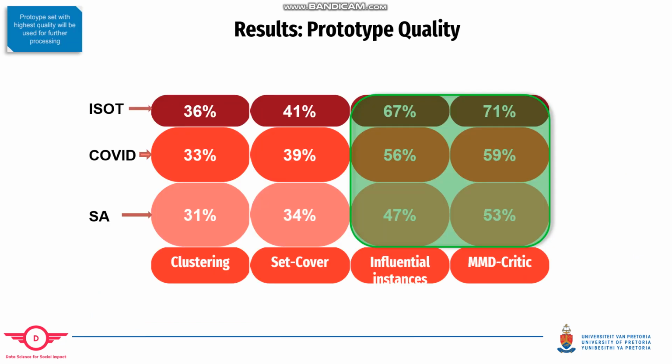To determine the quality of the prototypes, we trained an LSTM model on unseen data not part of the prototype sets. The accuracy score of how well the model predicted helps us to get a sense of the quality of the prototypes selected. The influential instances and MMD-critic were the ones that had the highest quality across the 3 datasets, as their accuracy was the highest.